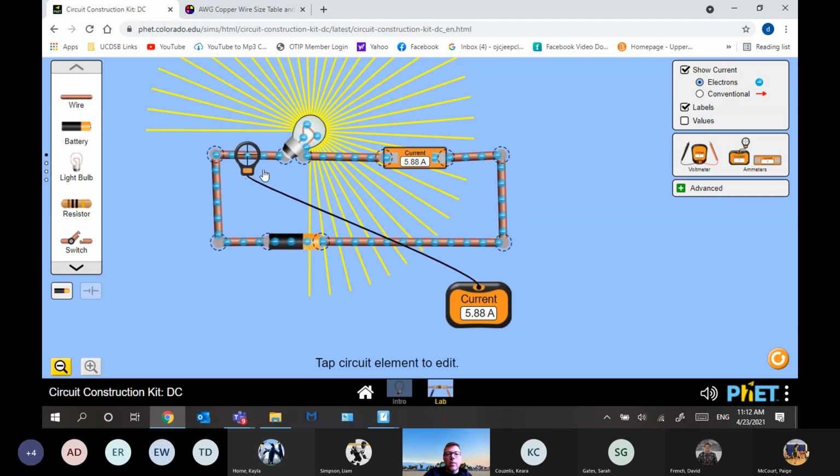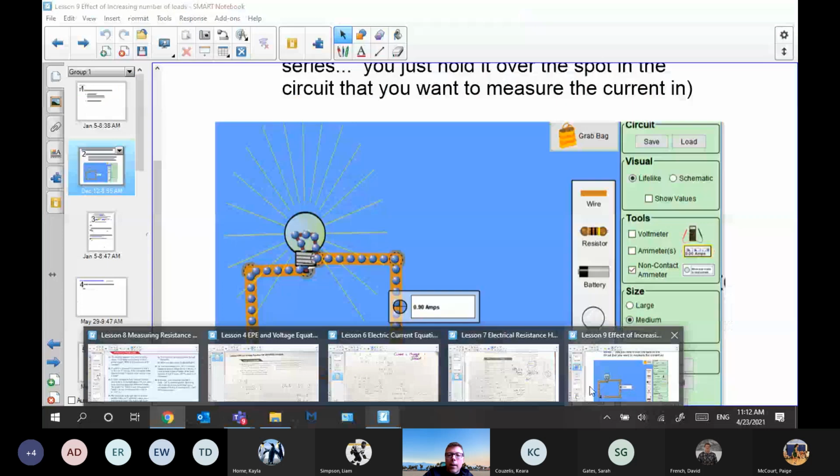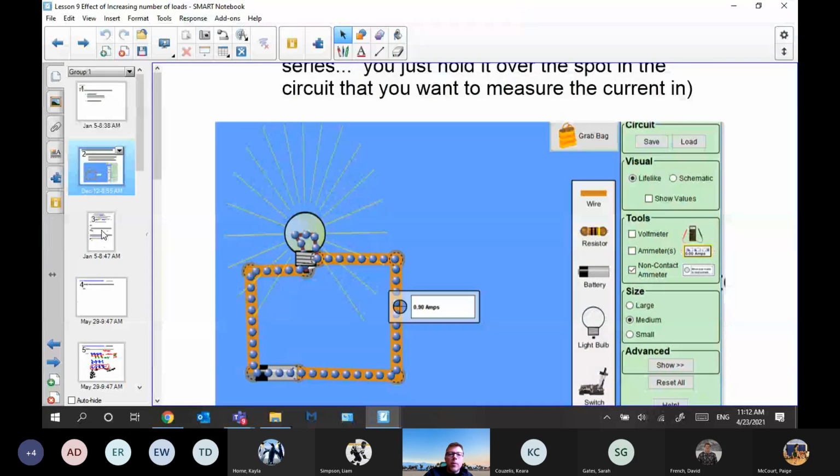You can see obviously the current's the same everywhere because it's a series circuit, right? So electrons have to just go in a complete loop. So feel free to use that one instead of having to break the circuit and add in an ammeter all the time in different spots. So that's the first tip to help you.